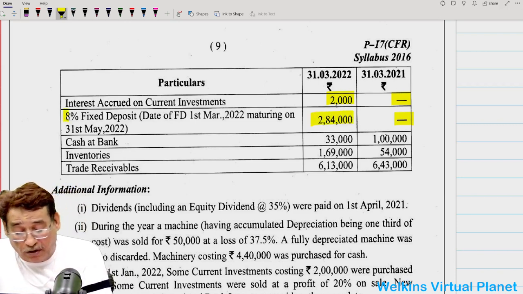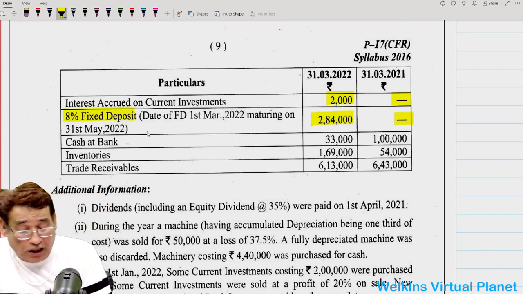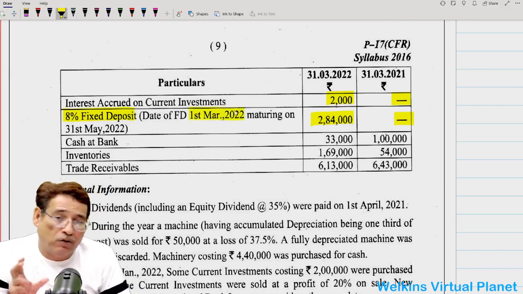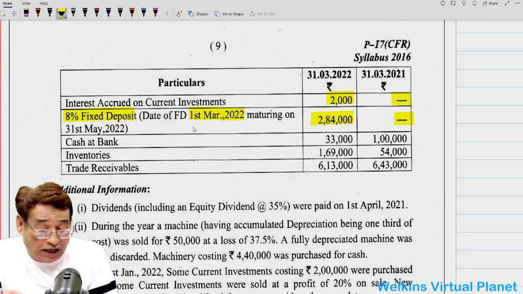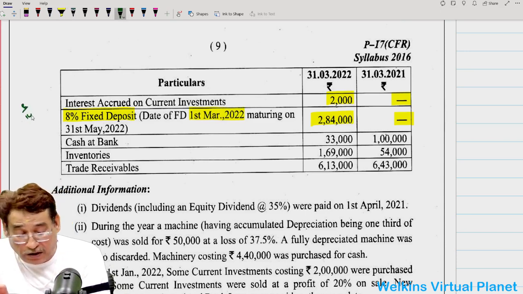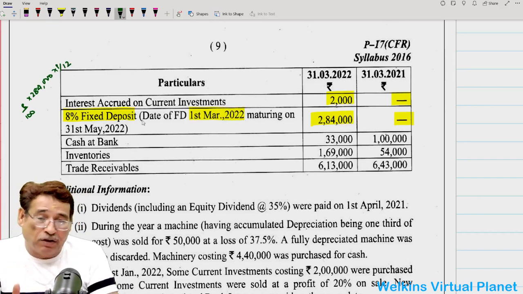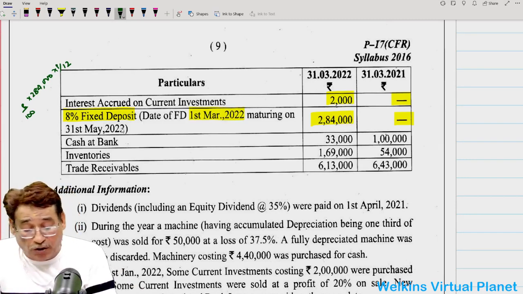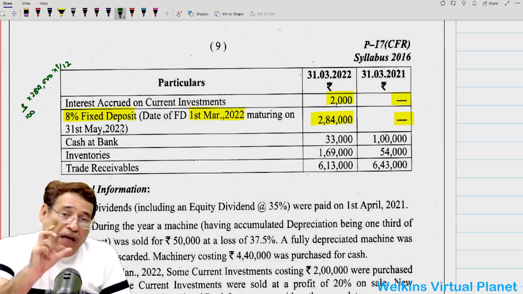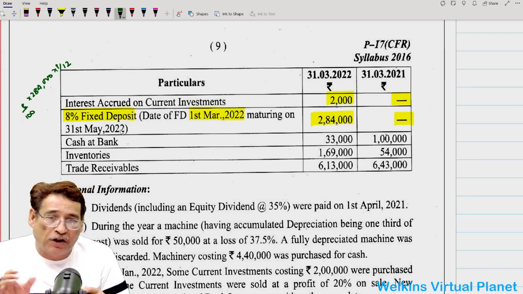Importantly, you have to note that you are earning an interest of 8% on fixed deposit, correct? 2,84,000 into 8%, but you made the fixed deposit on 1st of March 2022 and the accounting year will end on 31st of March 2022. So you will compute interest at 8% of 2,84,000 for 1 month only, correct? Second, it is given that the fixed deposit which you have done will mature on 31st of March 2020. Now, any fixed deposit which will mature within a period of 90 days should be treated as a part of cash and cash equivalent.